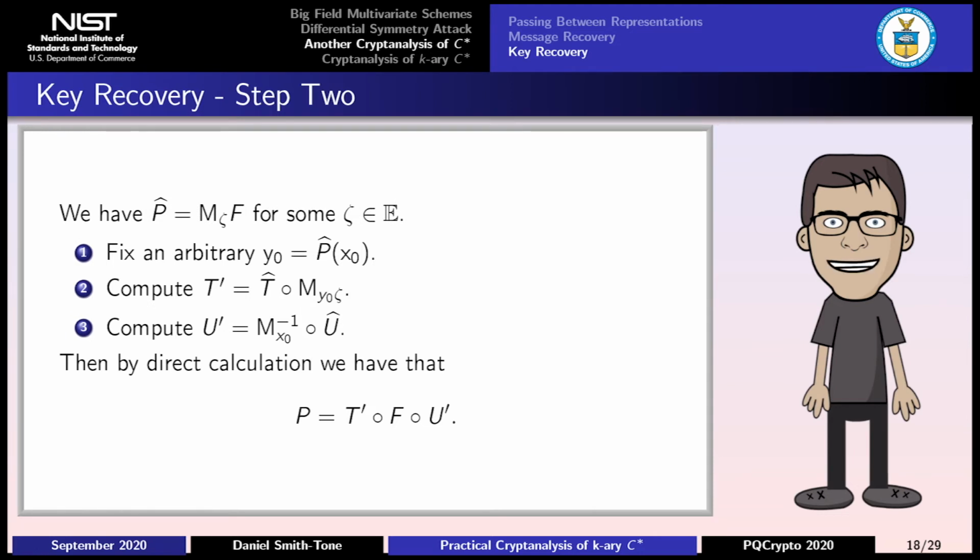Now we do something similar to what we did before. We fix an arbitrary anchor, an input-output pair x0, y0, for our function p hat. Then with the composition of a pair of multiplication maps involving x0 and y0, we recover a compatible private key.